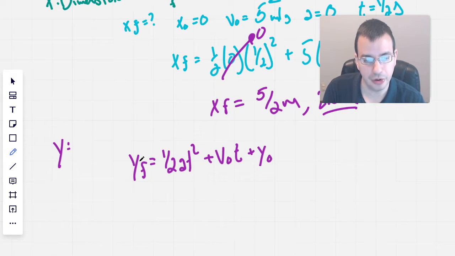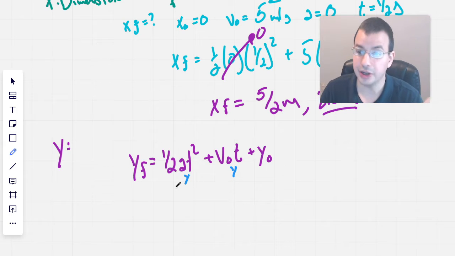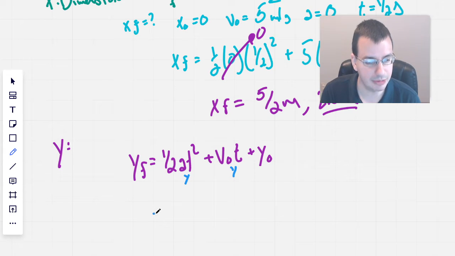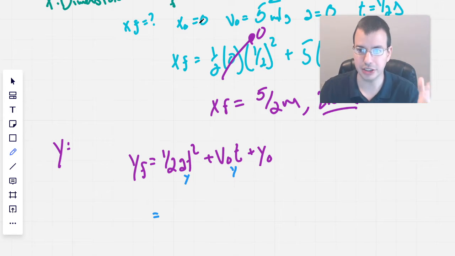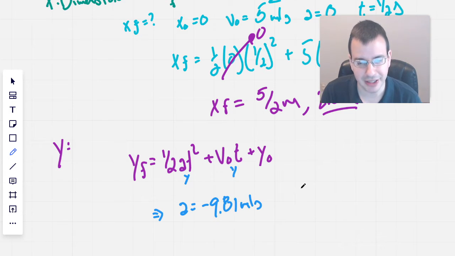Also, if I wanted to, I could write down here that this is initial velocity in the y direction, and this is acceleration in the y direction. That gets a little bit messy, so I'm just going to leave that as assumed. But keep in mind that this acceleration here is not the same as that acceleration up there. Different directions, dimensions. So acceleration equals negative 9.81 meters per second squared. You can use 9.8, that's fine.